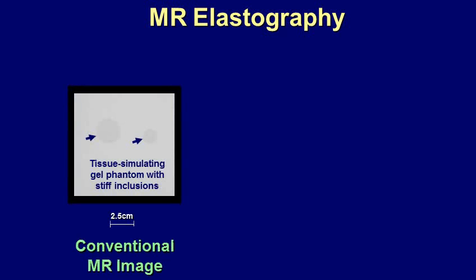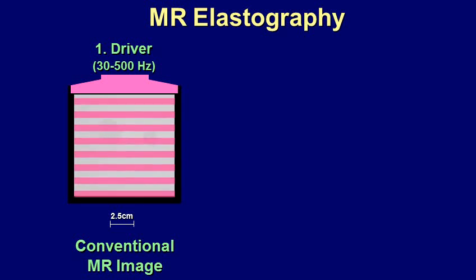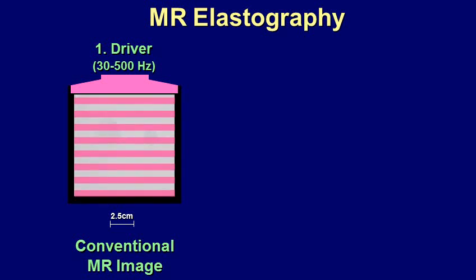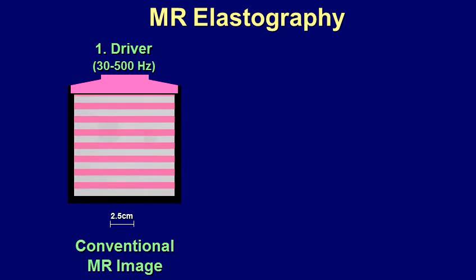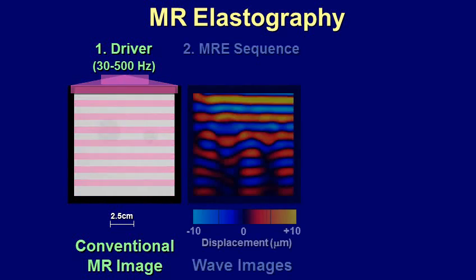This is a conventional MR image of a tissue-like gel object with 2 stiffer inclusions inside, as shown by the arrows. The first step in MR elastography is to generate mechanical waves inside the tissue, typically by using a source of vibrations at the surface. The frequency is in the low audio range, typically around 60 Hz.